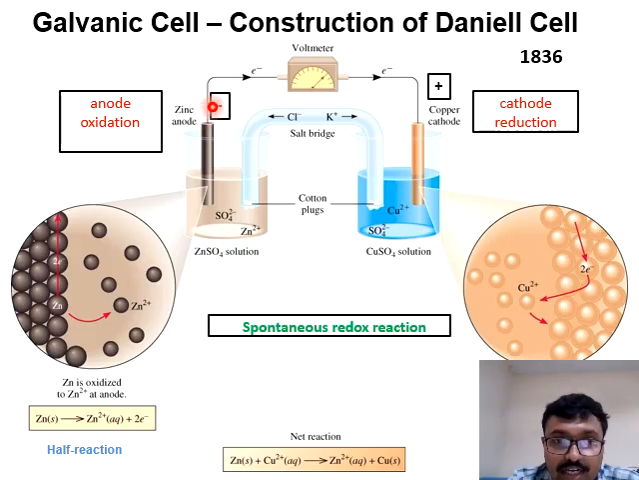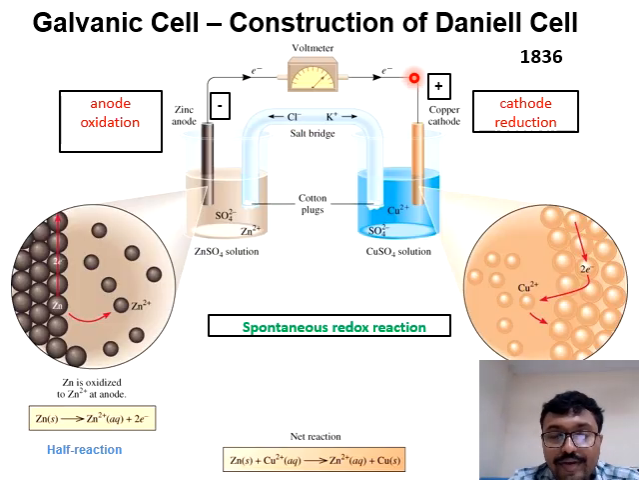So electrons will move from this side to this side, and in the salt bridge, ions move from the right hand side to the left hand side. The salt bridge is actually bridging these two solutions. In the salt bridge, we generally use potassium chloride.